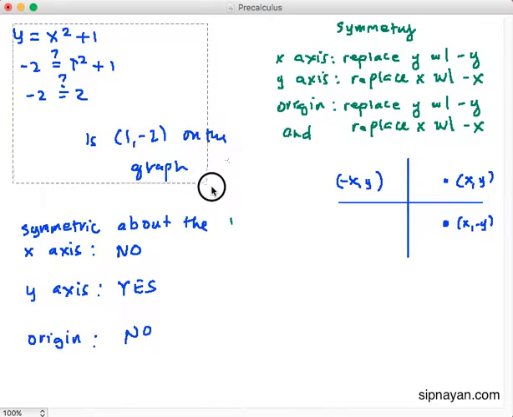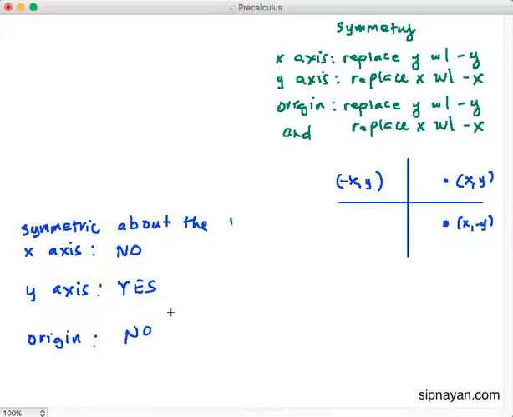If you can show that even just one point fails the symmetry about the x-axis, the y-axis, or the origin, that settles it automatically. Even just one point is what we call a counter-example. Just one counter-example, and the statement is automatically not true. Okay? So, the second equation is x cubed minus x.